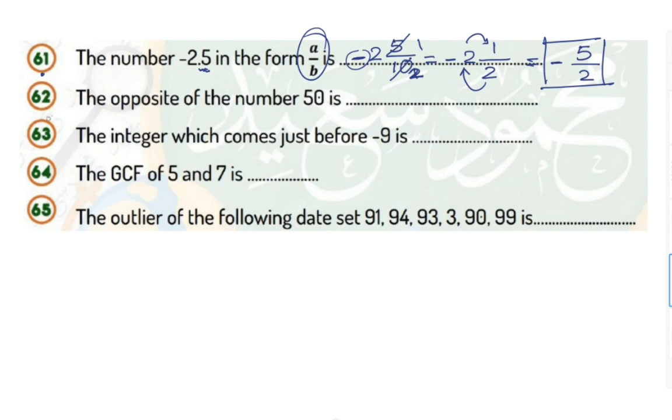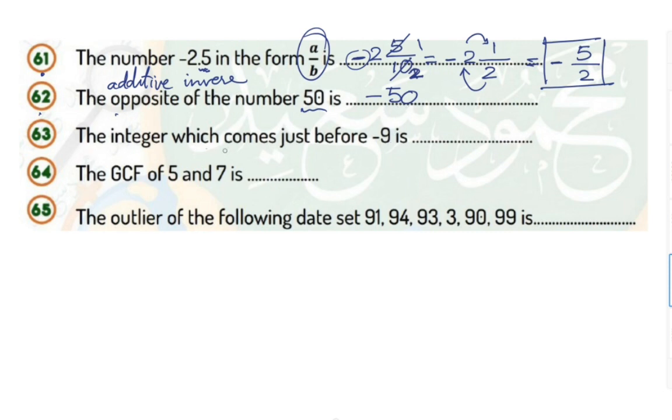Okay. Next point, 62 is the opposite of the number. The opposite, or the additive inverse, that's the same, of 50. Opposite or additive inverse: if it's positive, make it negative, and the opposite operation. If it's negative, the opposite of it will be positive, and the same.